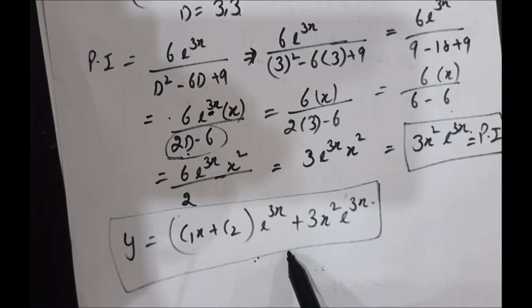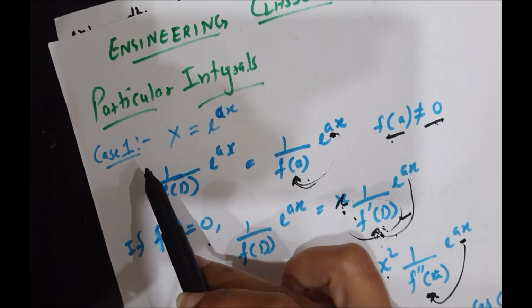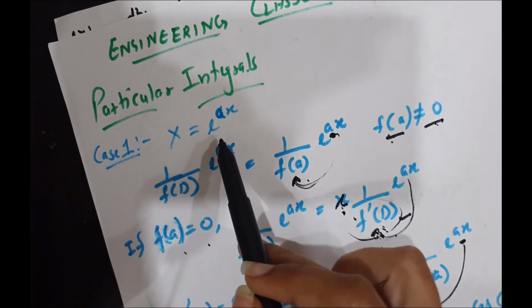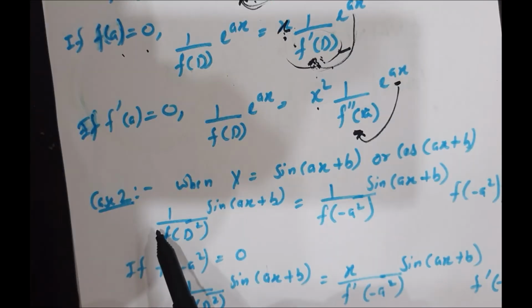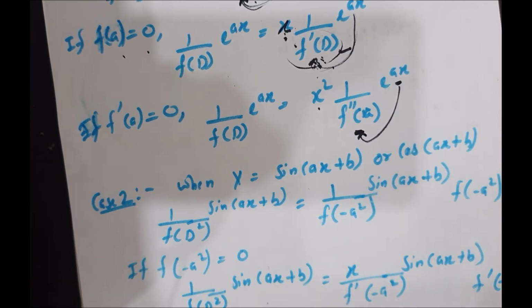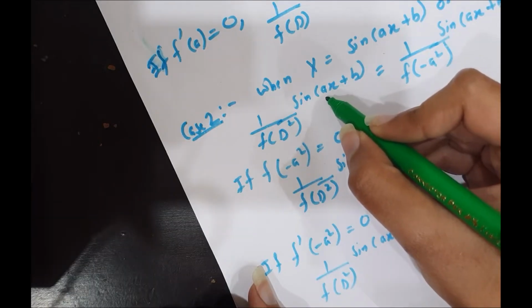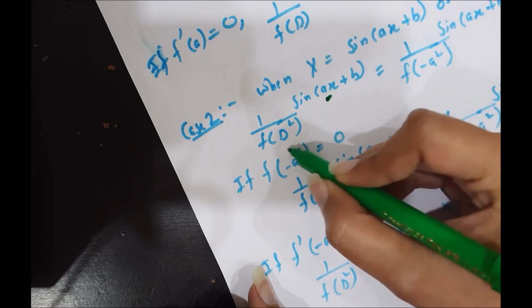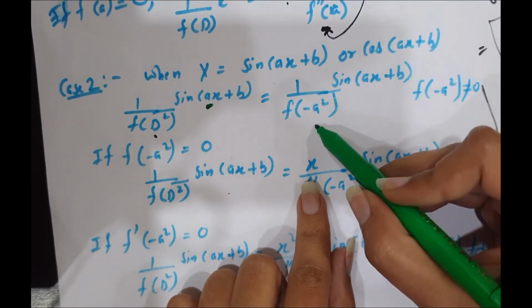So this comes out to be a complete solution. I hope you are clear with the first case, if the right hand side part is exponential. Second case, if the right hand side part is a sine or cos function, then what will we do? For this, we have to put this coefficient a in place of d square. It will be minus a square.